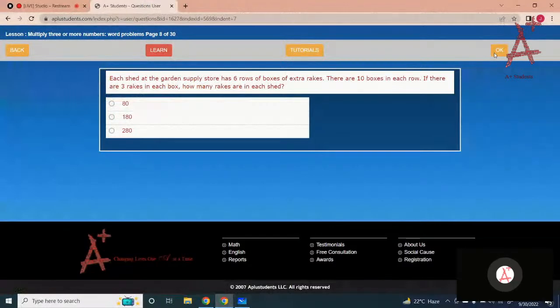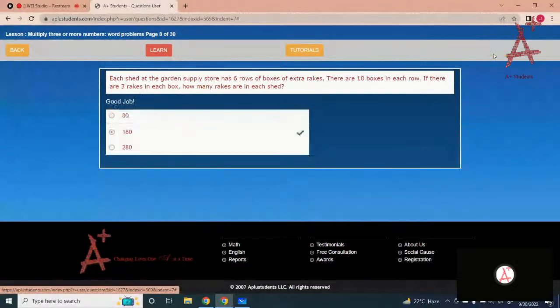Okay, the next one is, each shed at the garden supply store has 6 rows of boxes of extra racks. There are 10 boxes in each row. If there are 3 racks in each box, how many racks are there in each shed? So you have to do 6 times 3 times 10. So 6 times 3 is 18, and 18 times 10 is, yes, it is 180. Got it? Select the correct option and click on the OK button.